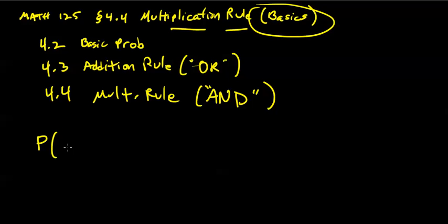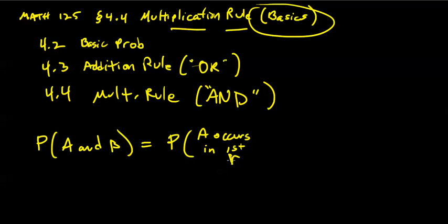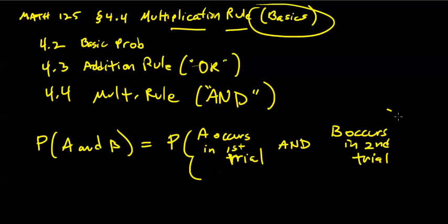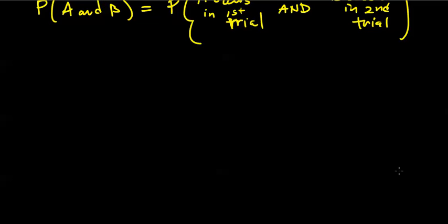Alright, what we're going to seek here in Section 4.4 is probabilities of this type: probability of A and B. In other words, the probability that event A and event B are occurring. And we'll make this a little more formal. We'll say the probability of A and B is the probability that event A occurs in a first trial. Write that down. Probability that A occurs in a first trial in some experiment, and that event B occurs in a second trial of an experiment. Alright, so then we can ask ourselves, what is the probability that A and B happen in both of those trials?